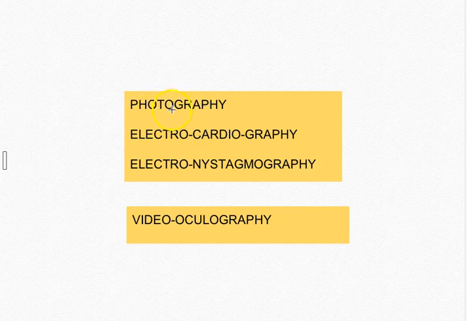So photography stands for photo, which means light, and graphy, which stands for writing. So photography basically means writing with light. Now some other more familiar things that we are all used to: electrocardiography. Again, this is writing. This writing is done by the heart. The writing is done by the electricity of the heart.